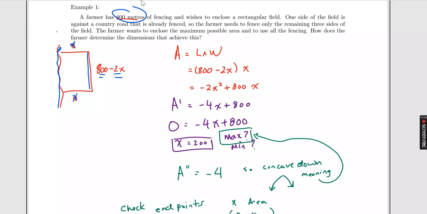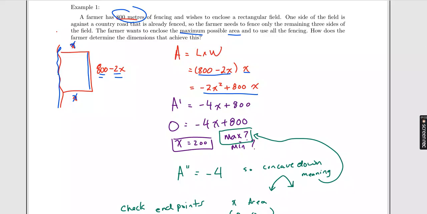The farmer wants to enclose a maximum possible area and use all of the fencing. So I see maximum, I see area. How does the farmer determine dimensions to achieve this? First off, let's start with area. Area is length times width. That is my area formula.